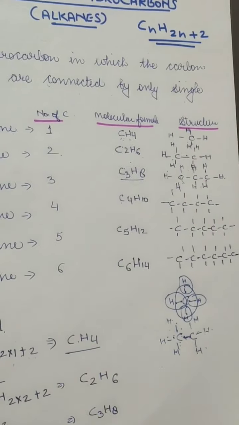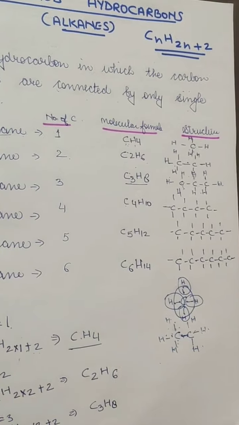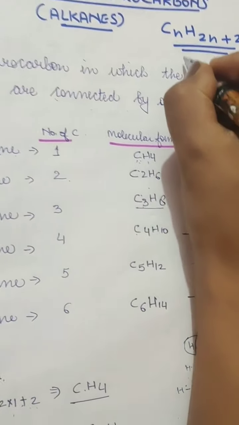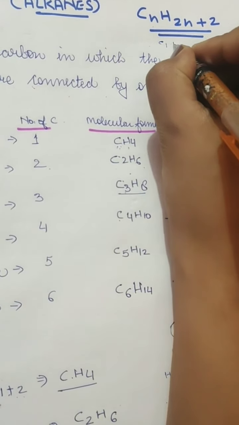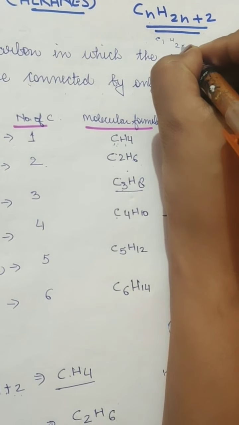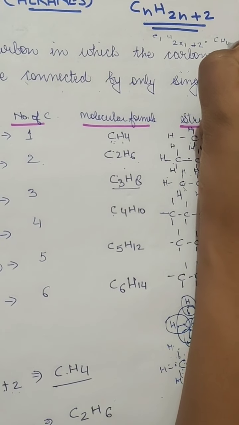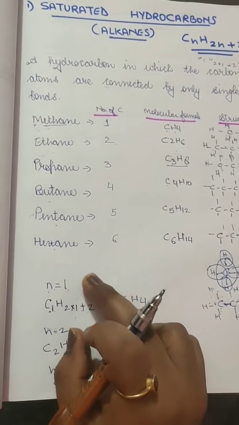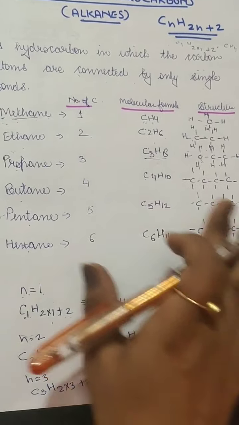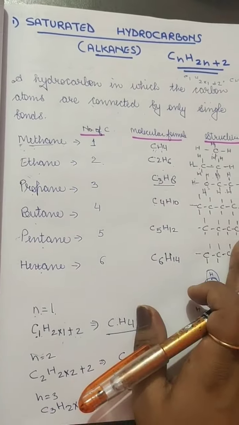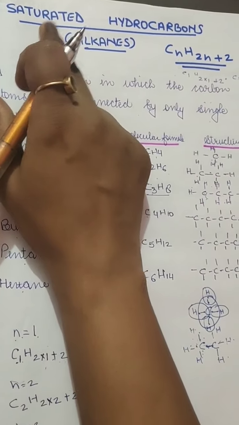You just have to learn the formulas of alkanes, alkenes and alkynes and you will be sorted. When C is 1, H is 2n into 1 plus 2, that means CH4. If you solve by this, you will easily get all the molecular formulas of these alkane hydrocarbons. Alkanes are called saturated hydrocarbons.